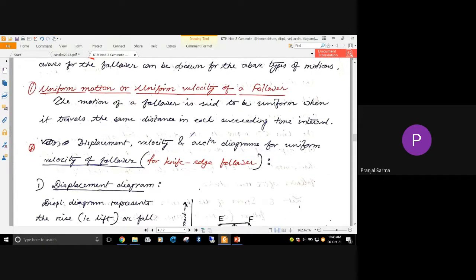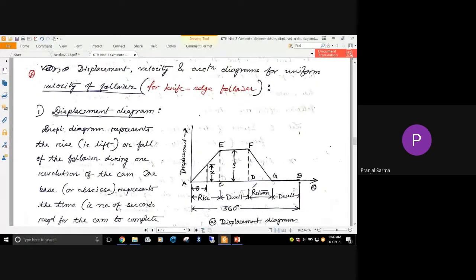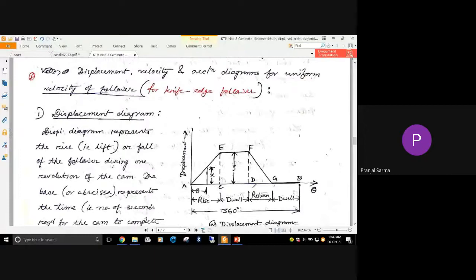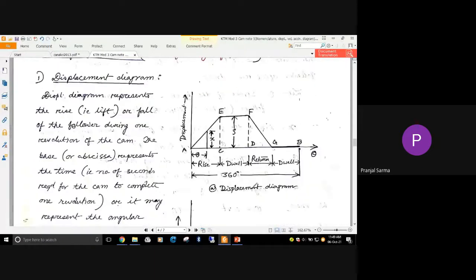As we have said, uniform motion or uniform velocity can be there. That is the simplest one. Uniform motion means the follower travels the same distance in each succeeding time interval. For that uniform motion, drawing the displacement diagram, velocity diagram, and acceleration diagram is somewhat easy. As we have already discussed, for drawing the displacement diagram, along the x-axis we consider the cam angular rotation, and along the y-axis we consider the displacement or the lift of the follower.